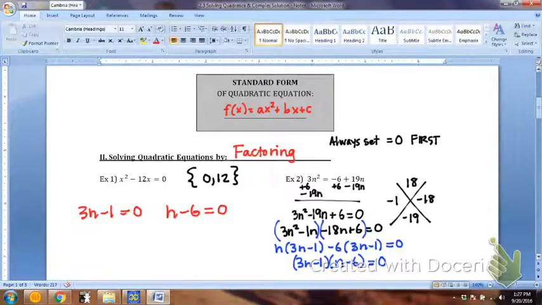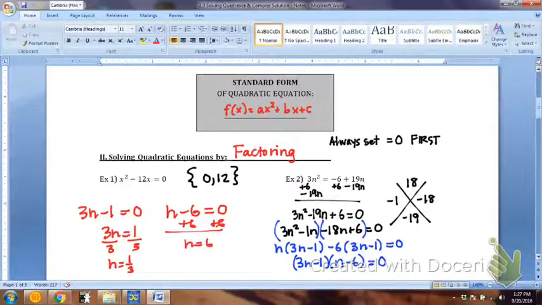Now, in your head, don't just do the opposite. Maybe that's how you were taught, but I don't want you to just do the opposite. That's actually what you are doing, but on a problem like 3n minus 1, you're going to have to do more than just the opposite. Okay, so we're going to have to add 1, then divide by 3. We get n to be 1/3. Add 6, n is 6.